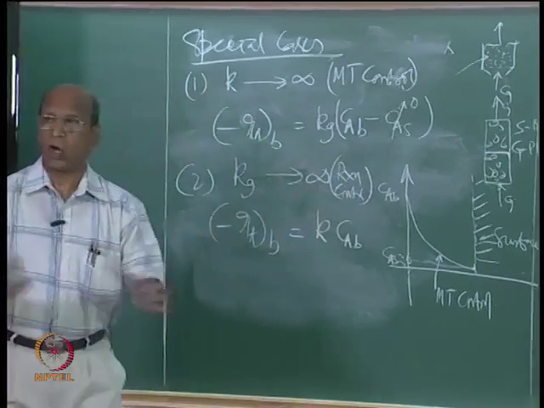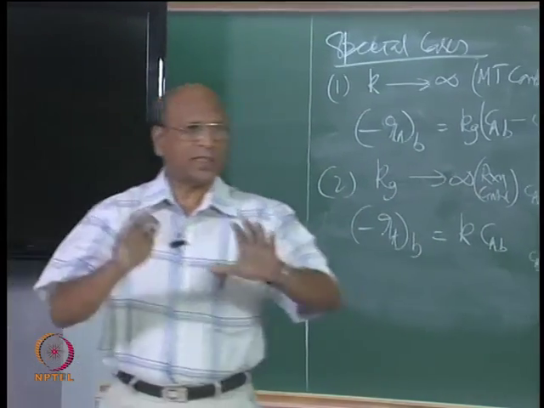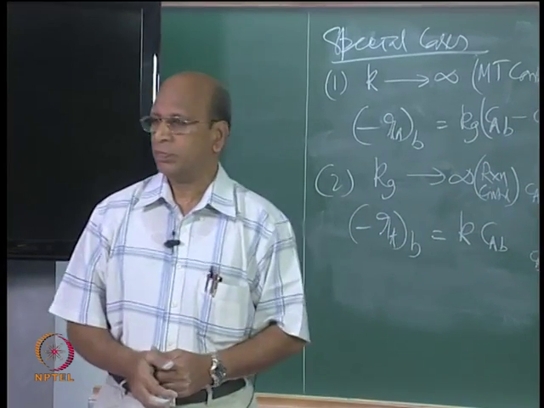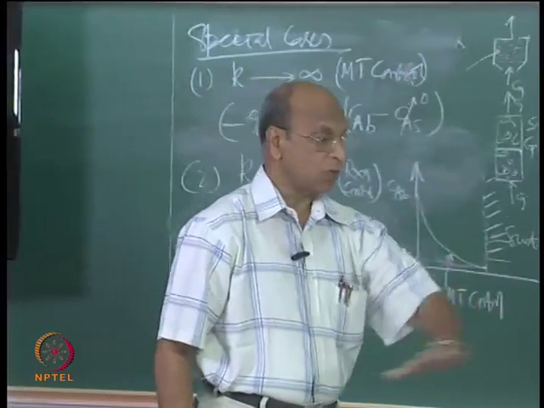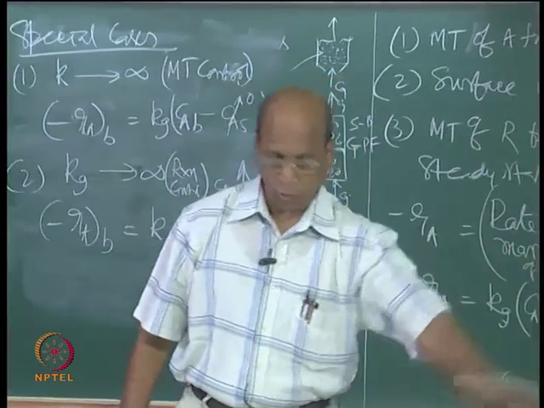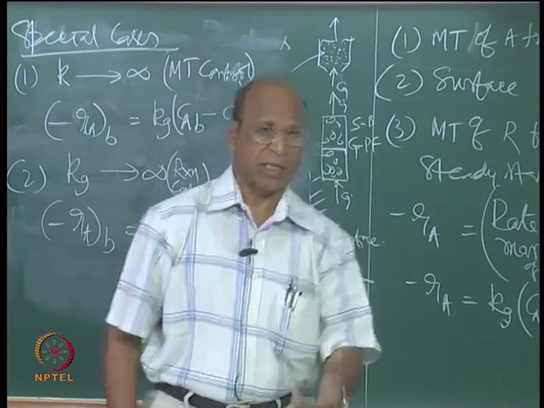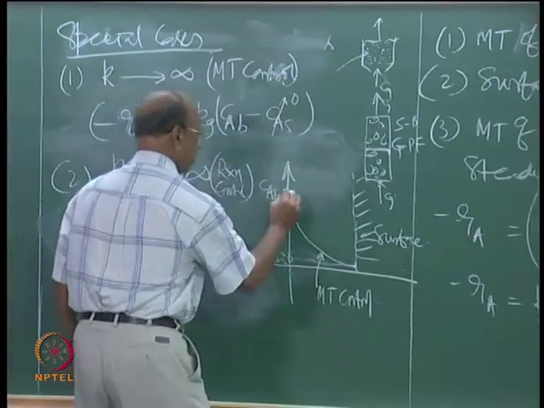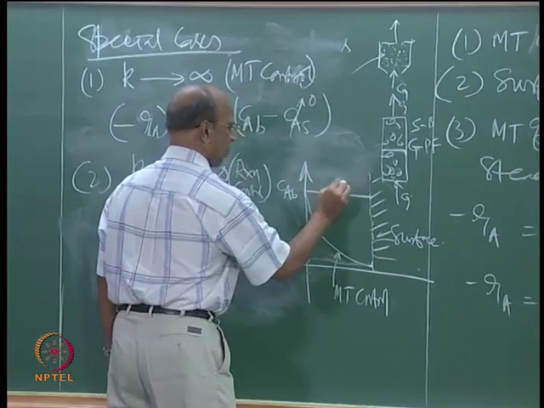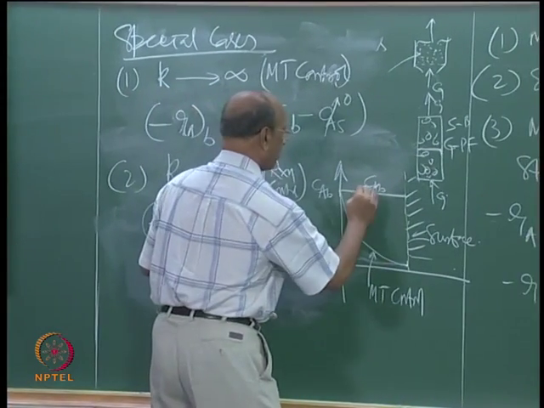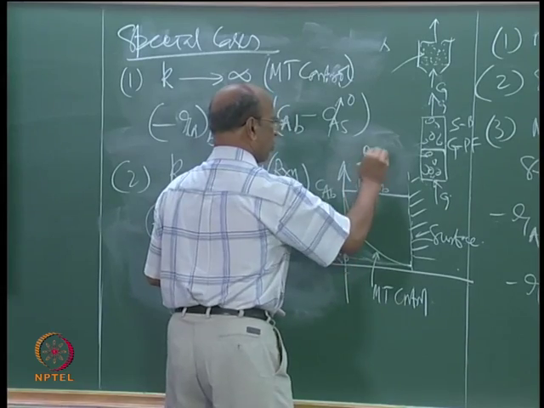In reaction control, how do I draw? When you are satisfied, you are not able to eat anymore, what is the concentration now? All the idlis what you have are also simply coming. So, what is the concentration now? Almost same. That means, how do I draw that line? Straight, excellent. This is CAB everywhere. This is which control? Reaction control.